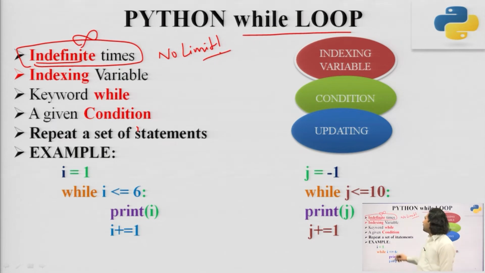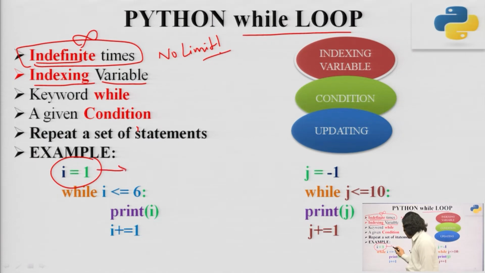Next, when we are dealing with the while loop, the very first thing is the index variable. Generally in the basic model of the while loop, the important thing is this indexing variable. Here in this example, you can see that we are initializing something.